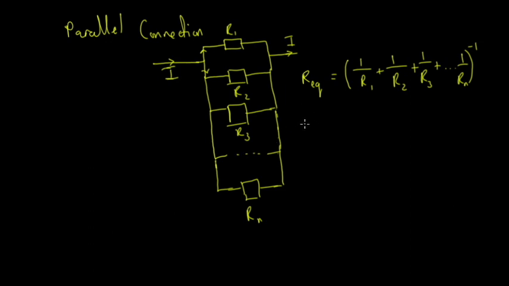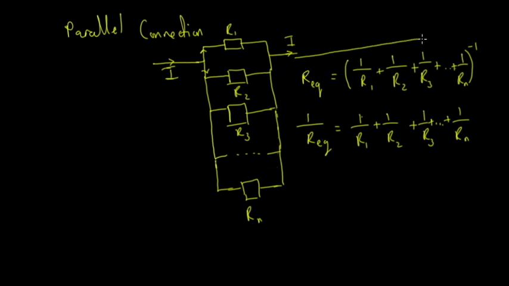If you're really good at math, you can also say 1 over Req is equal to 1 over R1 plus 1 over R2 plus 1 over R3, like this, plus dot dot dot, plus 1 over Rn. Then you take the inverse of this. When you're calculating, I advise you to make use of this one here.